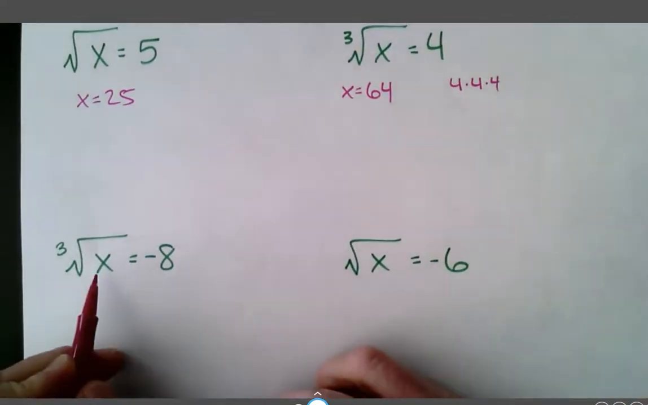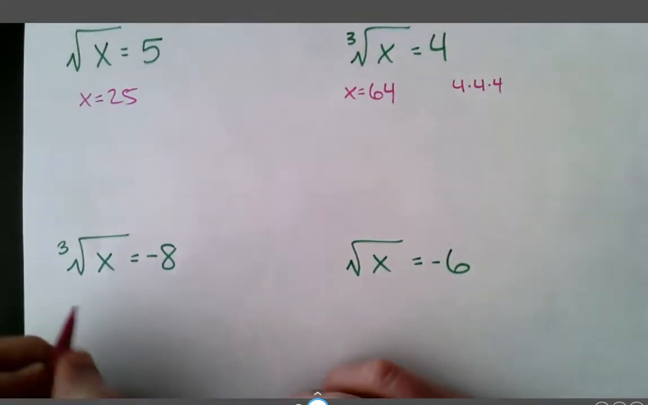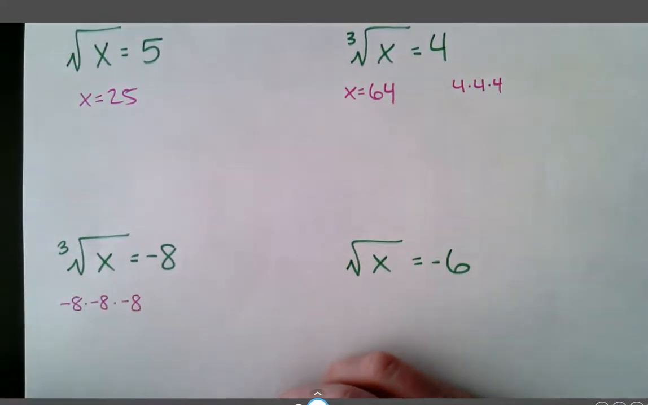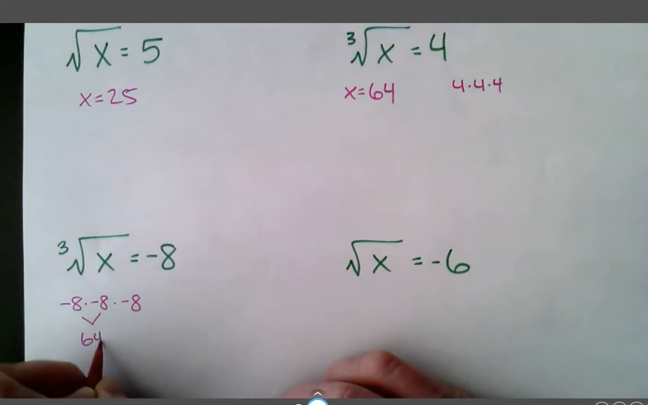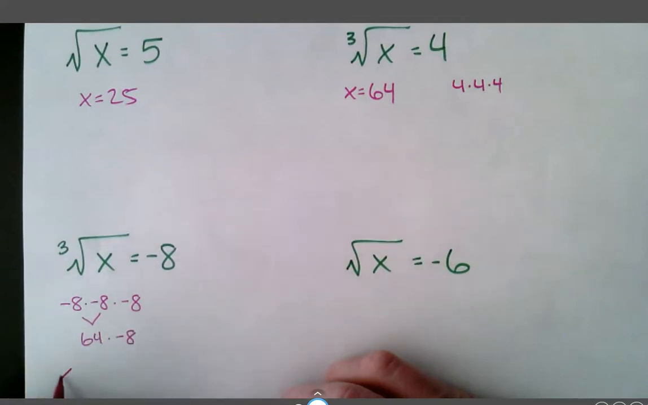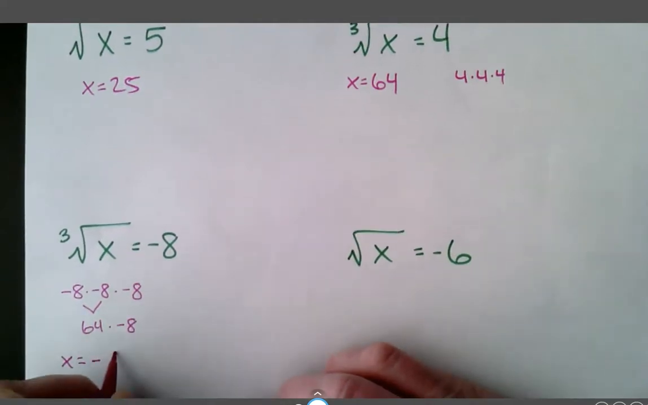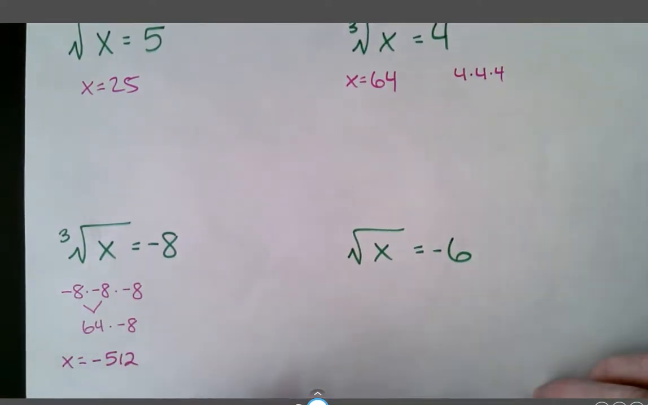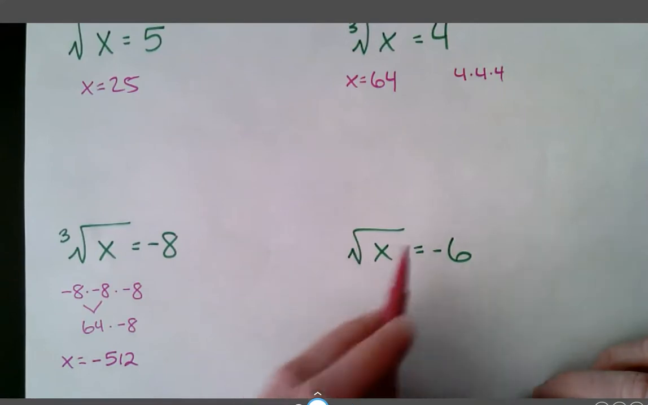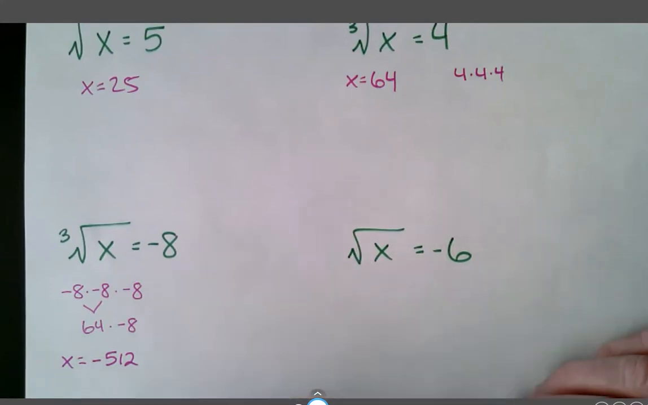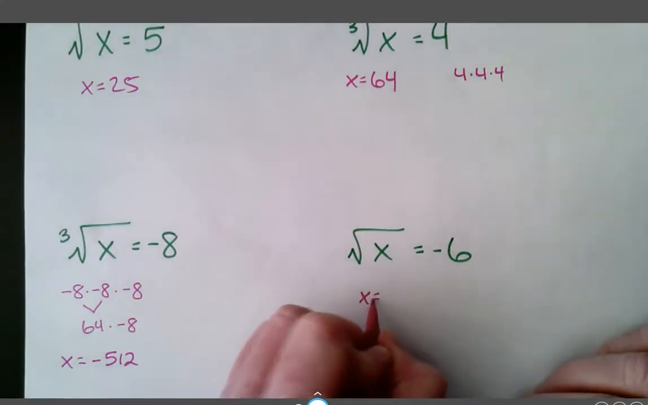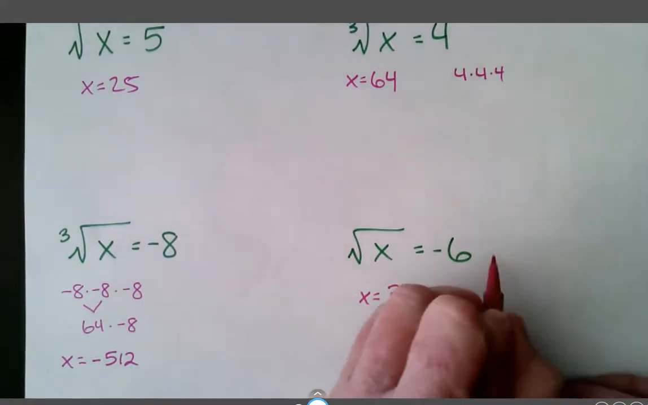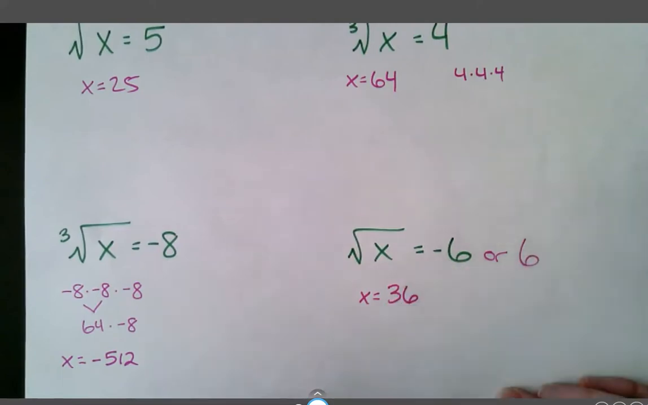Okay, the cube root of some number is negative 8. Well, that's going to be whatever negative 8 times negative 8 times negative 8 is. So that's going to be a positive 64 times a negative 8. X is a negative 512. Okay. And here, what number, when you take the square root of it, gives you negative 6? Well, it could be 6 or negative 6. X is 36. You probably could have had this too, or negative 6 or 6.